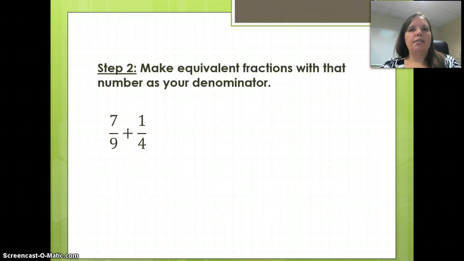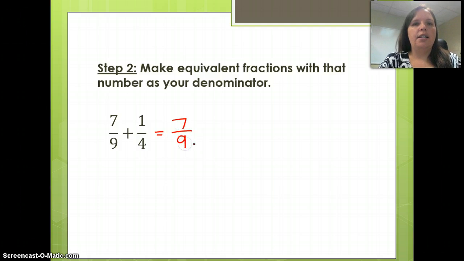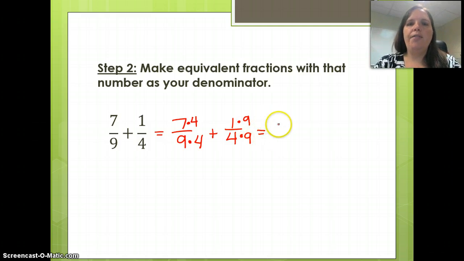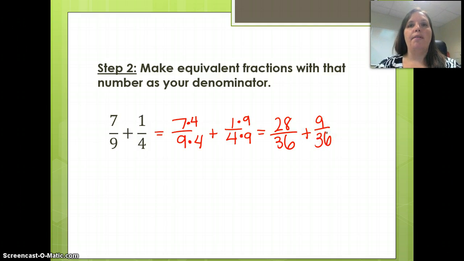So step 2 is make equivalent fractions with that number as your denominator. So we're going to take the first fraction, 7/9, and how do we turn that into a denominator of 36? We multiply by 4 and multiply by 4. How do we take the second fraction? We take it and multiply by 9. So equivalent fractions, 28/36 is the same as 7/9 as far as value, and 9/36 is the same value as 1/4. So we're going to make equivalent fractions for step 2.